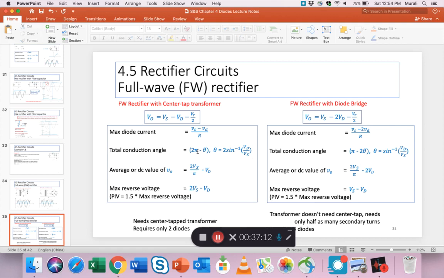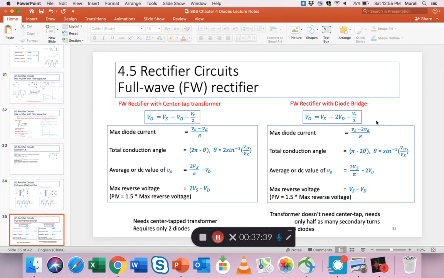The total conduction angle also has slight differences. The average or DC value of the output voltage is also slightly different. And then the maximum reverse voltage has this form on the left side and this form on the right side. So there are slight differences, and be aware of those.